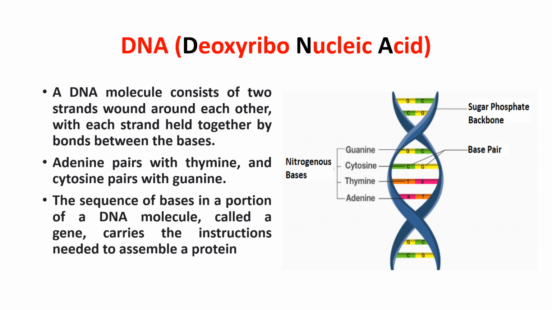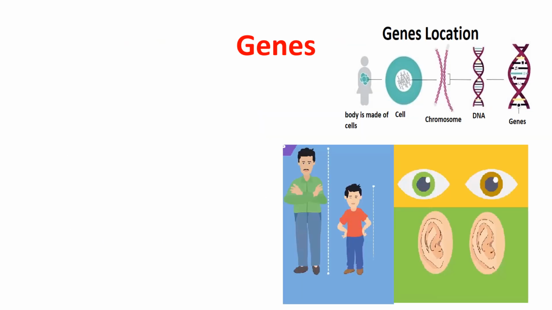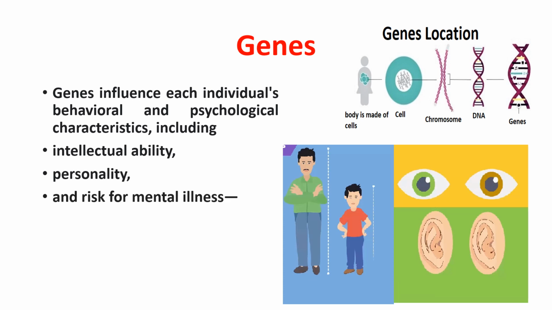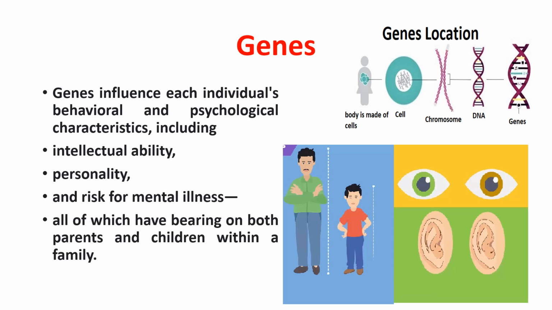The sequence of bases in a portion of a DNA molecule called a gene carries the instructions needed to assemble a protein. Genes influence each individual's behavior and psychological characteristics, including intellectual ability, personality, and risk for mental illness, all of which have bearing on both parents and children within a family.